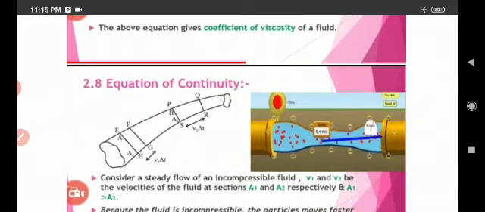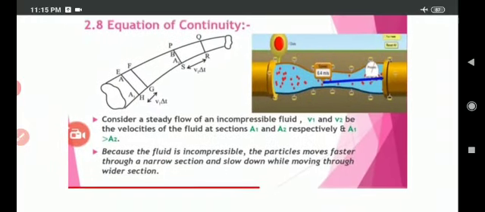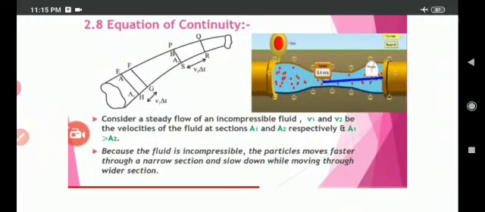In the equation of continuity, consider a steady flow of an incompressible fluid. Incompressible means the fluid or liquid cannot be compressed. This means incompressible fluid. Then this is the steady flow. Observe the diagram. This is the steady flow through the pipe. Consider the pipe. Through the pipe, the liquid flows.